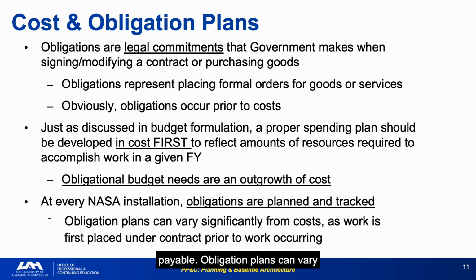Obligation plans can vary significantly from costs, as work is first placed under contract prior to work occurring. A large obligation in month 1 for a multi-year contract will produce costs spread across years. Understanding this lag is essential for execution analysis. At every NASA installation, obligations are planned and tracked. This is the universal baseline. The ability to explain any deviation from plan, whether obligation timing, cost phasing, or the gap between the two, is what distinguishes an effective analyst.